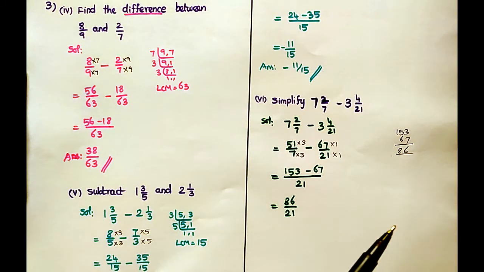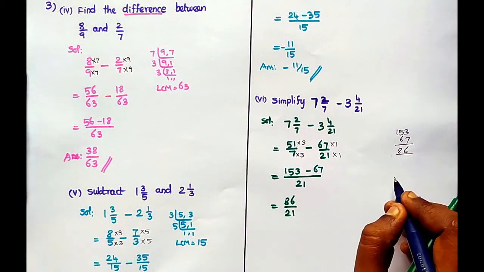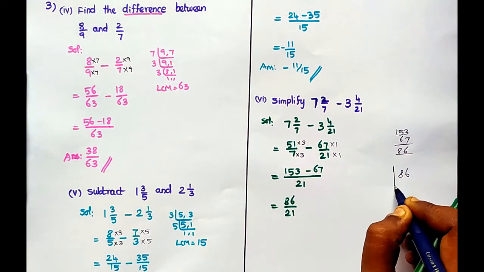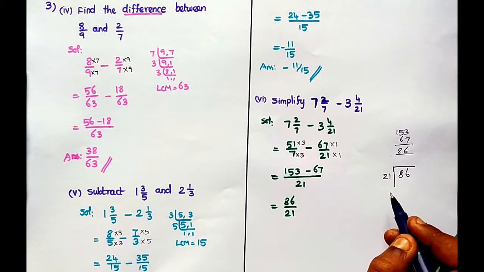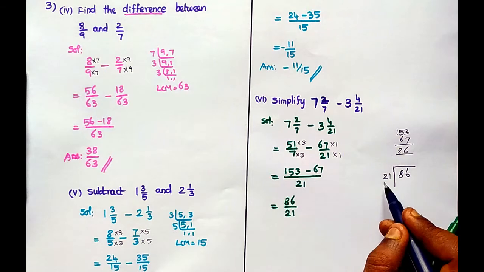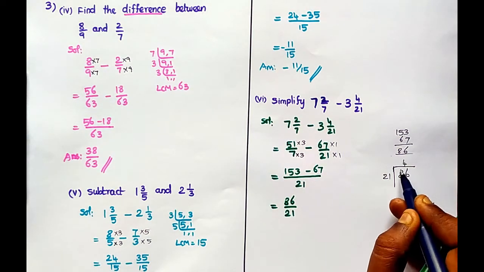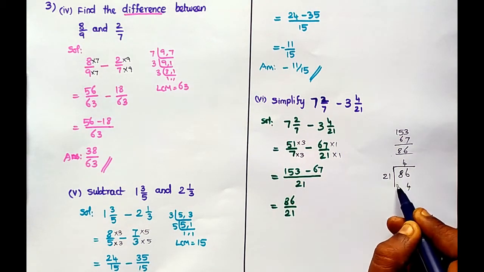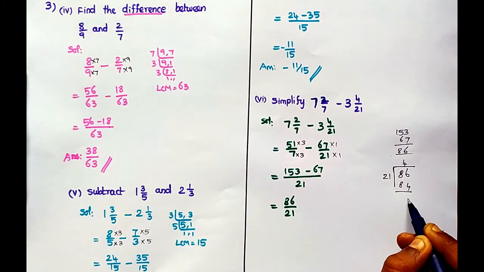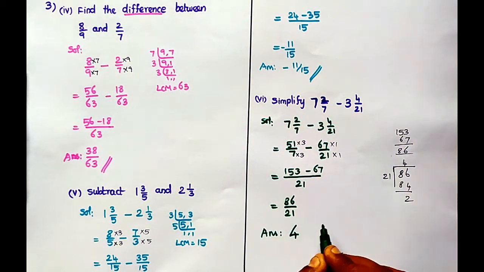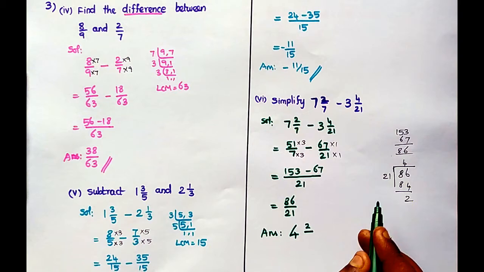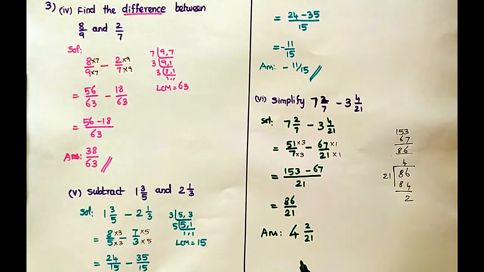Now we have to give the answer in mixed fraction. So 86 divided by 21. How many times? 4 times. 4 ones are 4, 4 twos are 8, 84, balance 2. So the quotient is 4, remainder 2, divided by divisor 21. So 4 2 by 21 is the answer here.